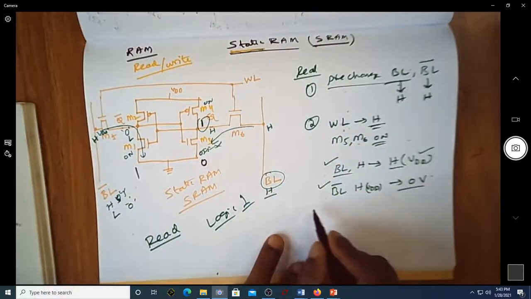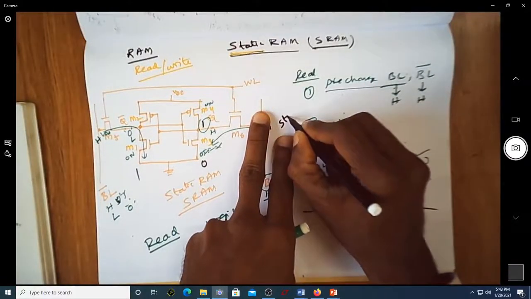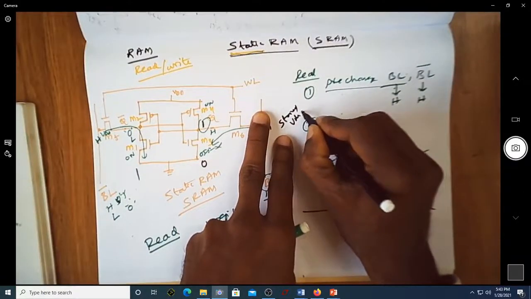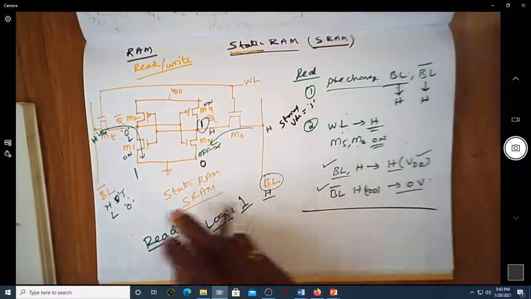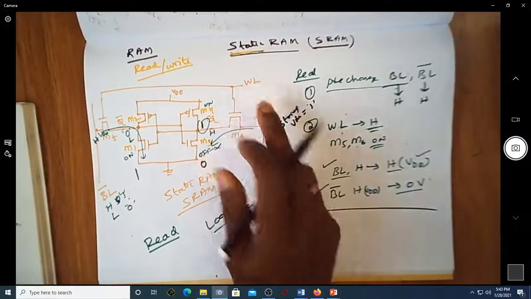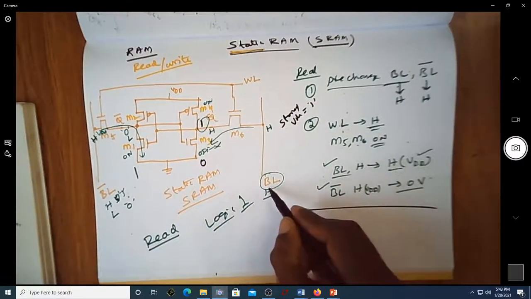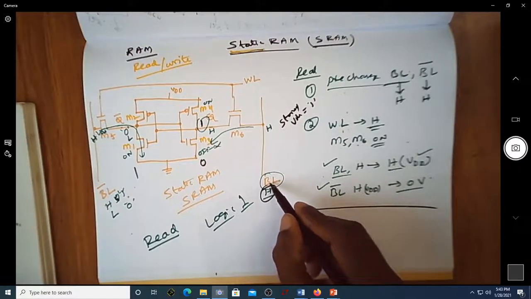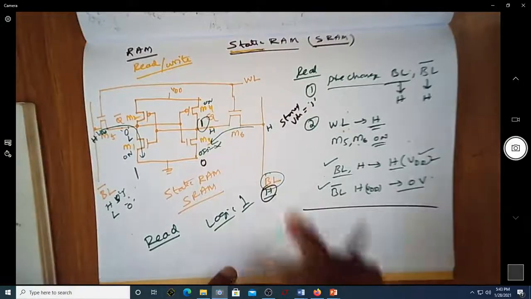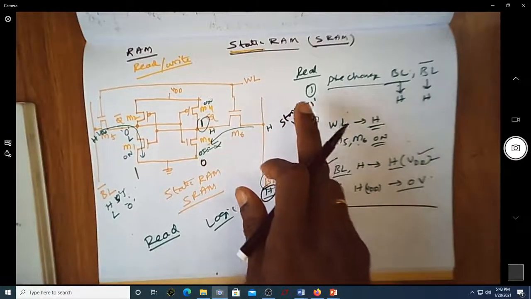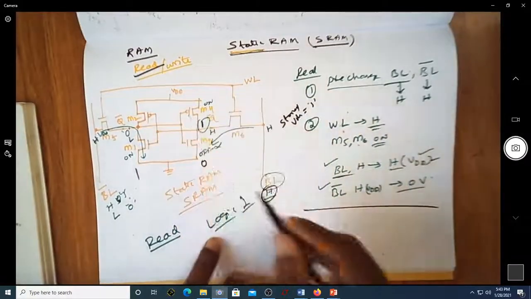So as I said here, assume that now the stored value is equal to 1. With the stored value equal to 1, after the word line becomes 1, this is still remaining high and this has become low. Since the value on the bit line is high, it is said that the value that is stored is 1. So whatever we have assumed is stored will be read on the bit line. That's what the read operation is.